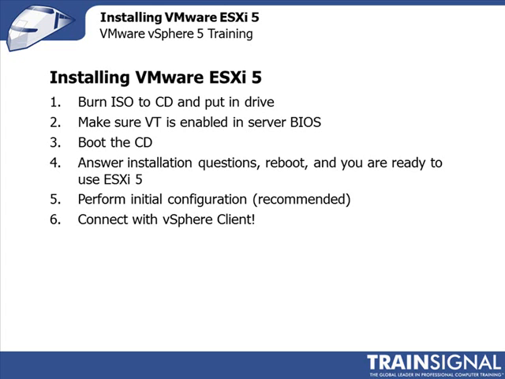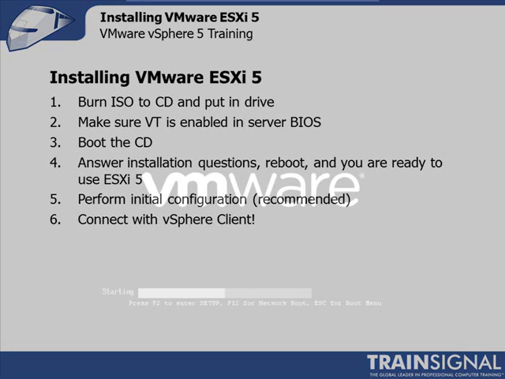Now, I'm about to show you these steps starting with step number 4. I've already inserted my ISO image or my CD into the drive, and then I'll show you what it looks like to boot up the server. We'll answer all the installation questions, we'll reboot it, we'll perform the initial configuration, download the vSphere client, install it, and then connect to the ESXi server using the vSphere client to prove that it's all working. So now let me go over to my server console where we'll start the ESXi 5 installation.